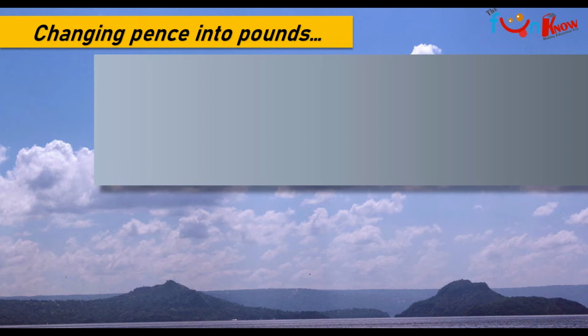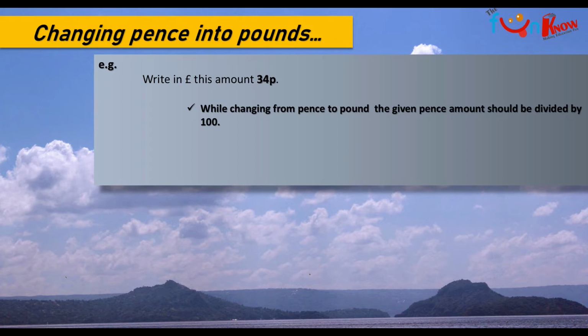Changing pence into pounds. We take an example here. Write in pounds this amount, 34 pence. While changing from pence to pounds, the given pence amount should be divided by 100. So 34 divided by 100 would give us £0.34 as the answer.